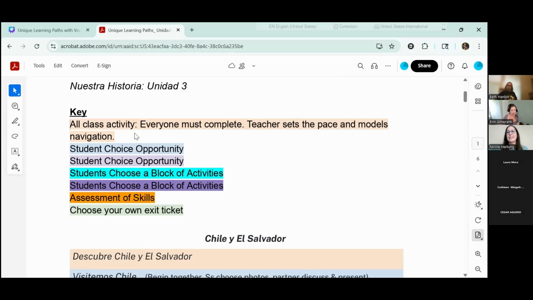We might start out all together. I might let them do the next activity with a partner, and then I might let them do the next activity on their own. But the idea is everyone is completing these things.